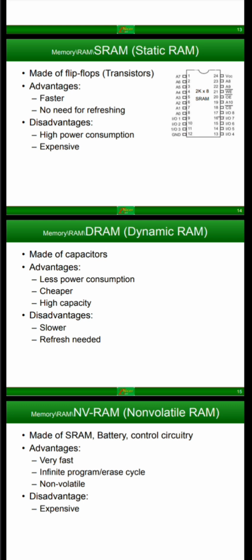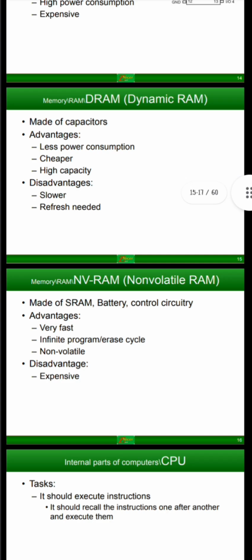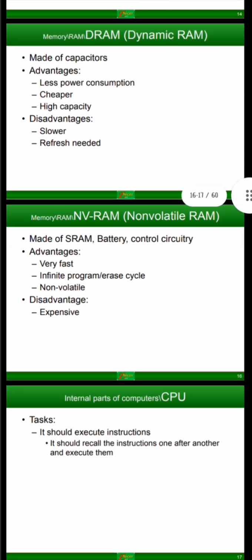Then we have the dynamic RAM. It is made up of capacitors. Its advantages are less power consumption, cheaper price and high capacity. Its disadvantage is that it is slower in speed and it needs to be refreshed all the time.